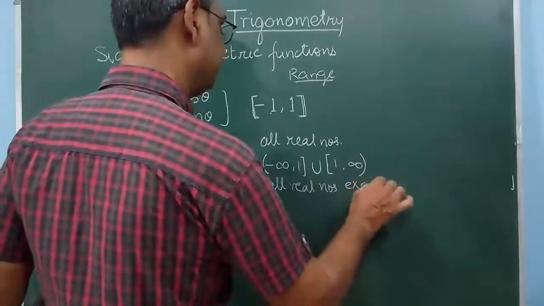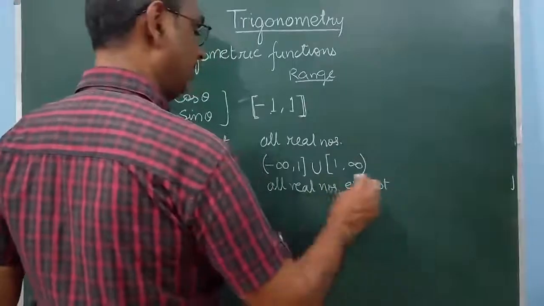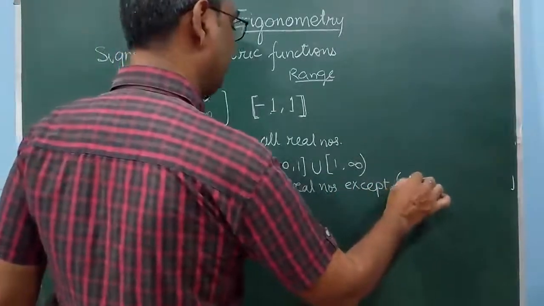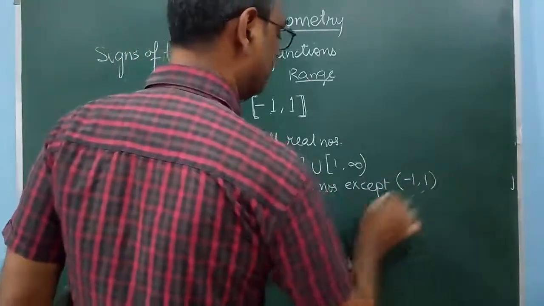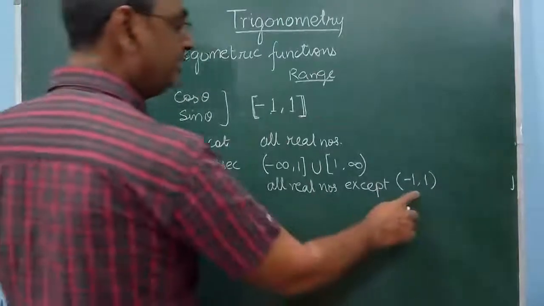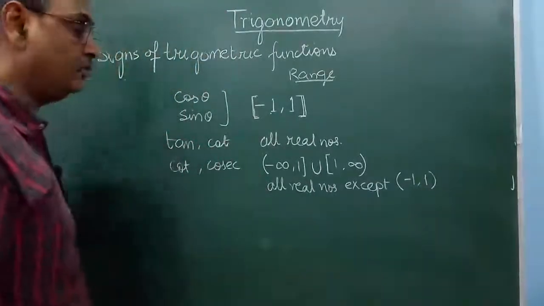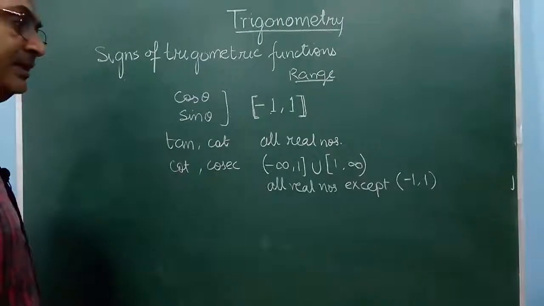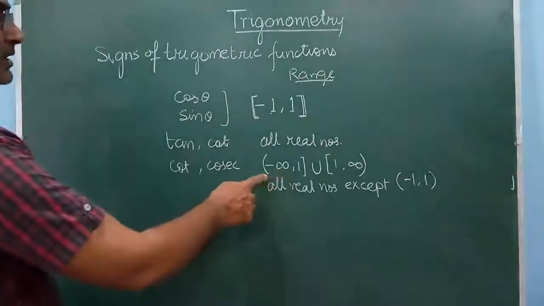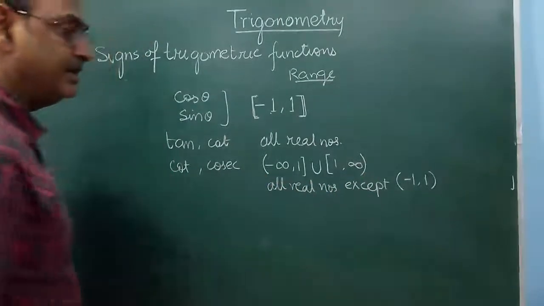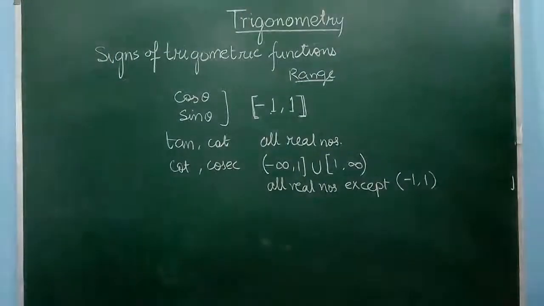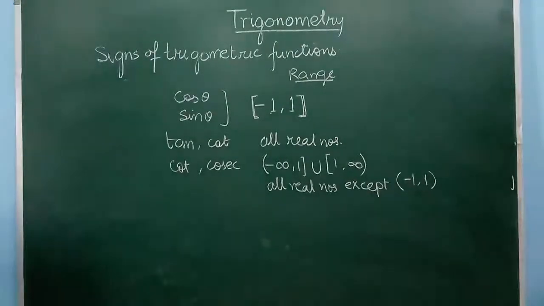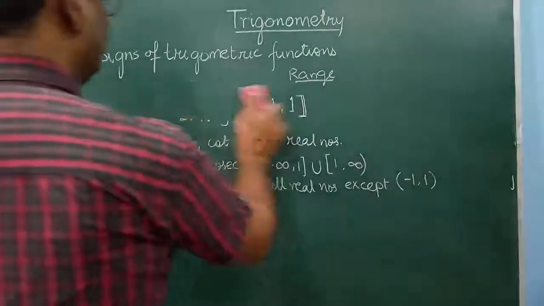except -1 to 1. All the values in between -1 to 1 we will not take, otherwise all the other values, whether negative or positive, we can take. This is the range. Range means the actual value after putting the value of theta.